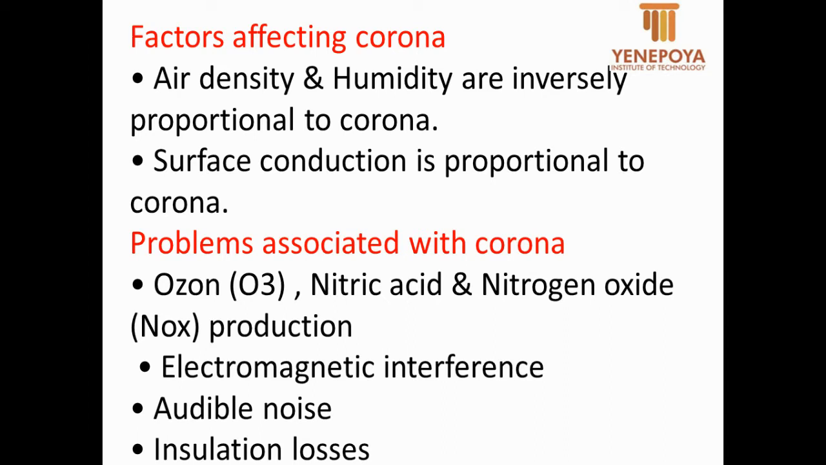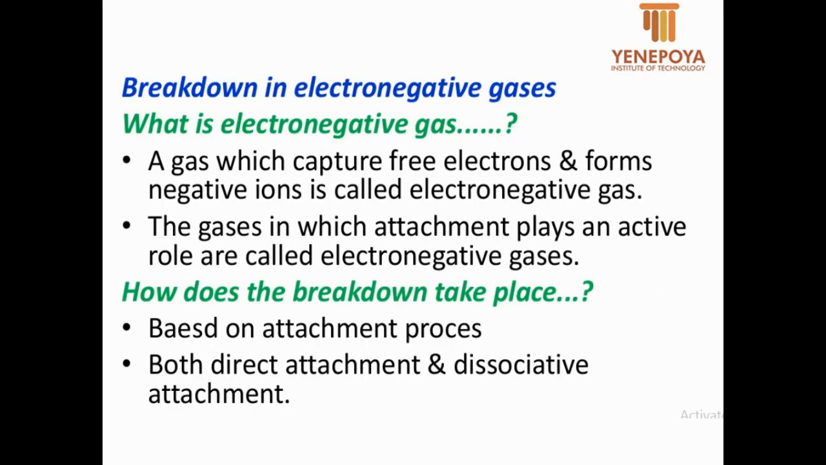Factors affecting corona: air density and humidity are inversely proportional to corona. Surface conduction is proportional to corona. What are the problems associated with corona? There may be ozone O3, nitric acid, nitrogen oxide production, electromagnetic interference, audible noise, and insulation losses. These are the problems associated with corona.